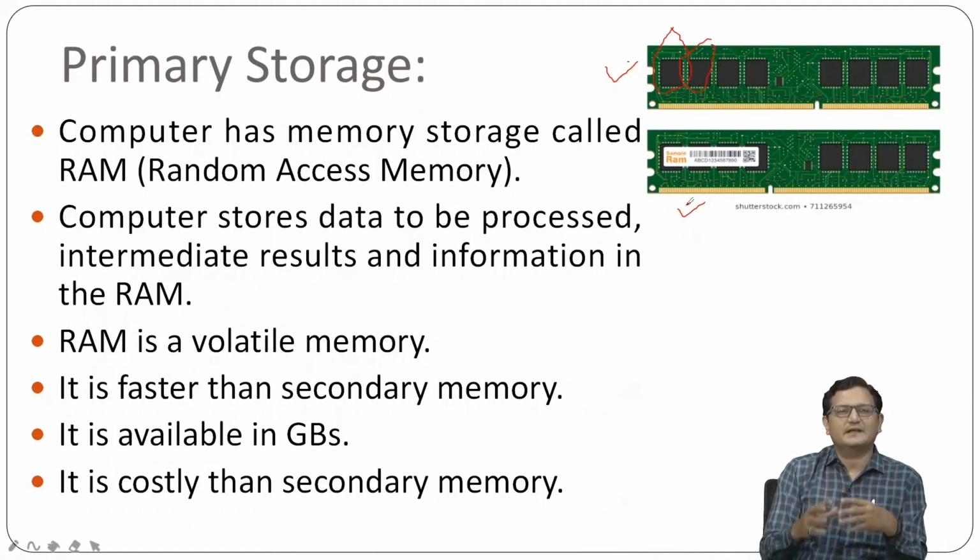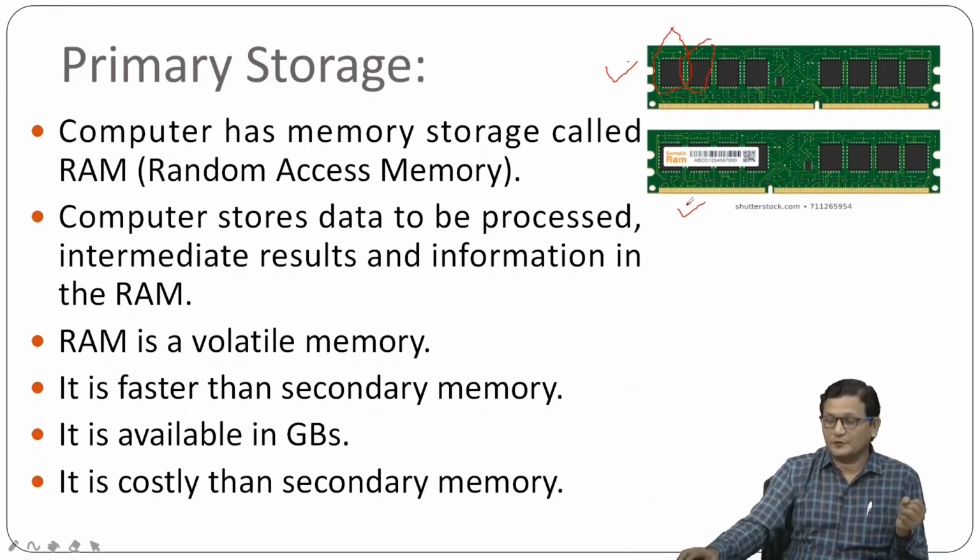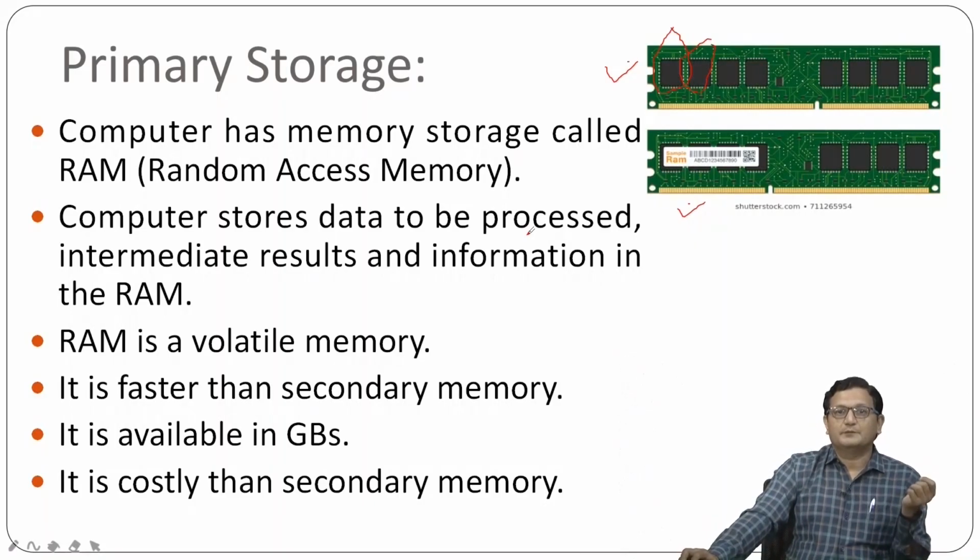So primary memories are constructed using electronic circuits, and because we are storing the data using electronic circuits, obviously this memory will be a faster memory, right? So this is the faster memory. Okay, so here the computer has a memory storage called random access memory, or RAM.